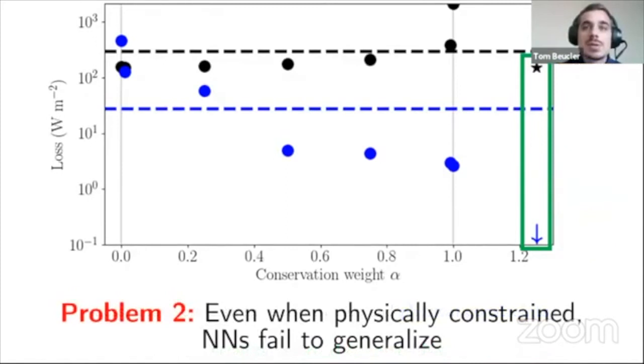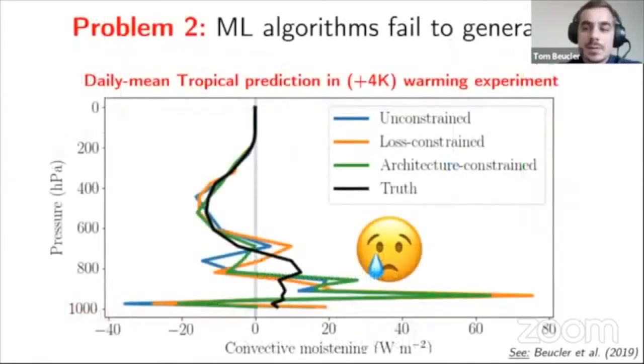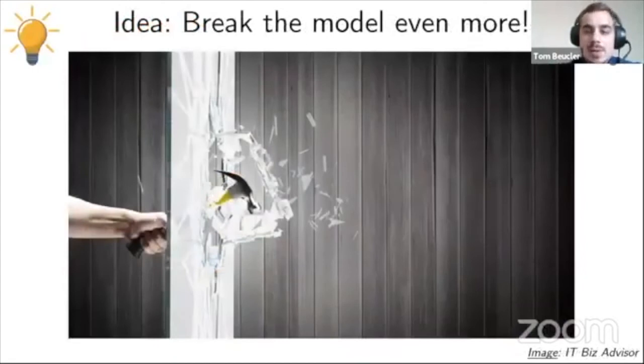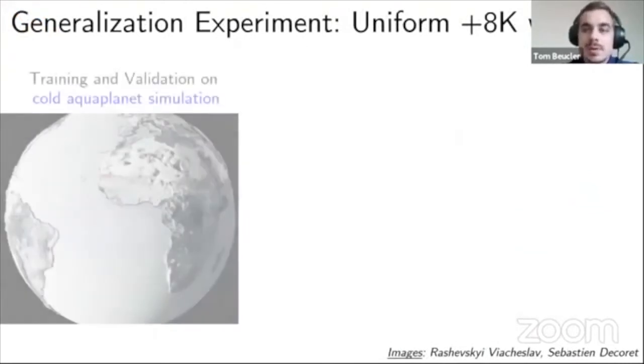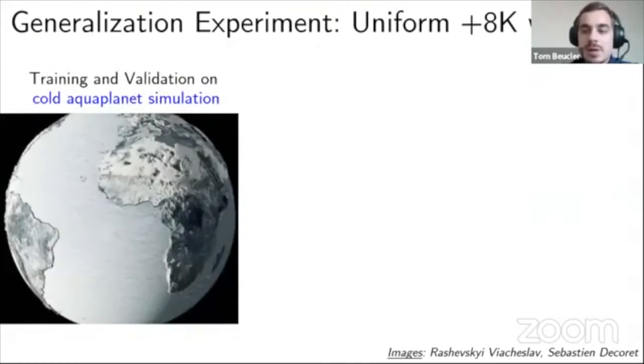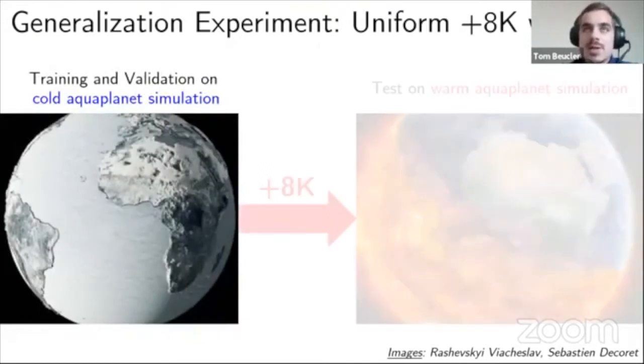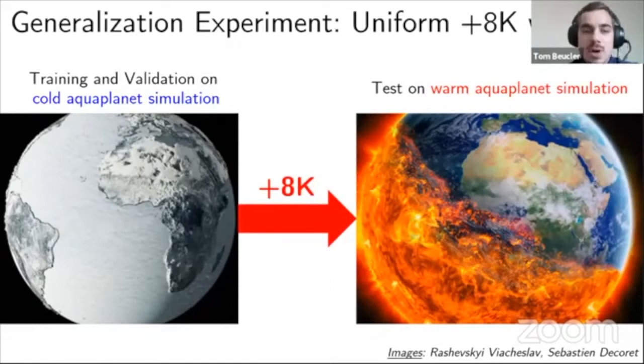Now I'm going to transition to the second problem, which is that even when you physically constrain the networks, they still fail to generalize, as I showed in the motivation of this talk. And the idea we had was to first break the model even more to better understand our failure case. And so we're going to introduce a very provocative generalization experiment where we train and validate our models on a cold aquaplanet simulation and then test the models in the deep tropics of a warm climate that has a surface that's 8 Kelvin warmer than the cold climate.